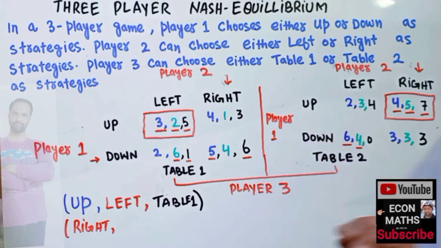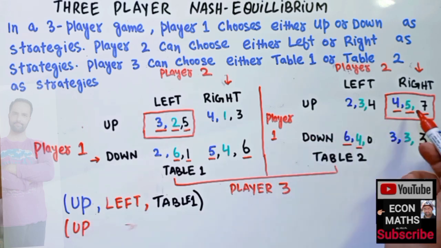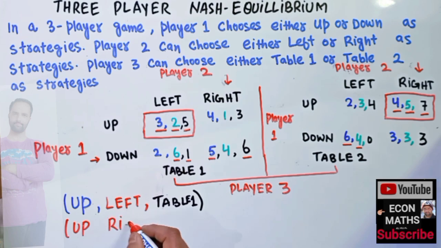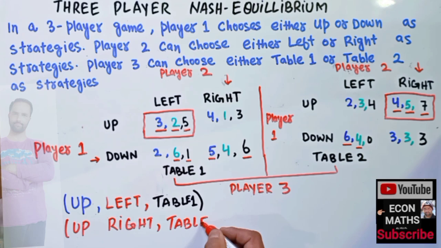Player 1 chooses up here. Okay. Up. It is here. It is up. Player 2 chooses right. And player 3 chooses table 2. These are the Nash equilibrium in this payoff matrix when we have 3 players. Okay. I hope I make myself clear.